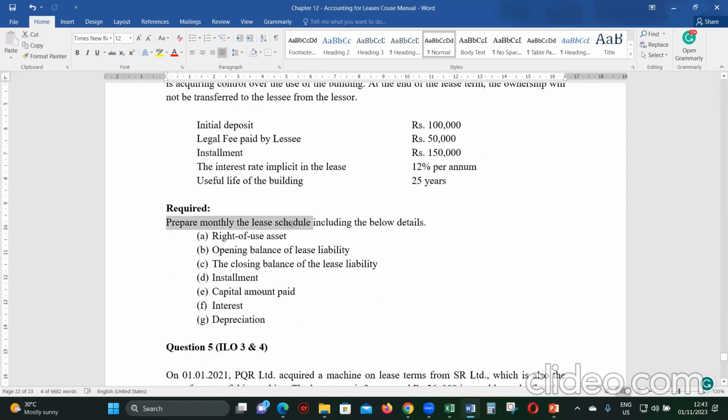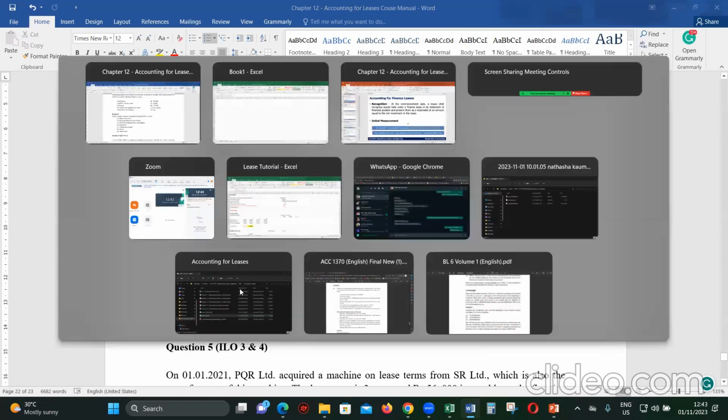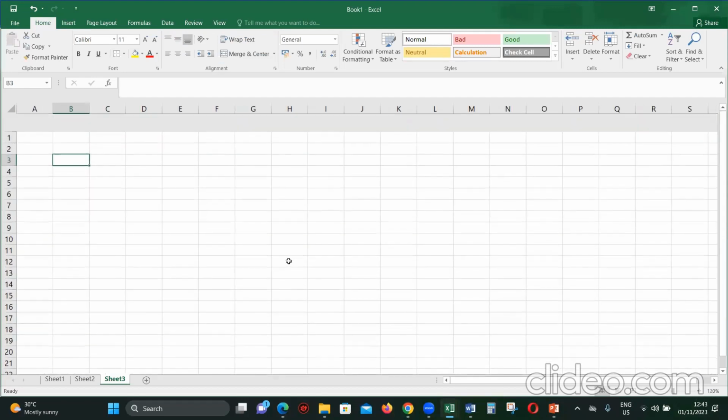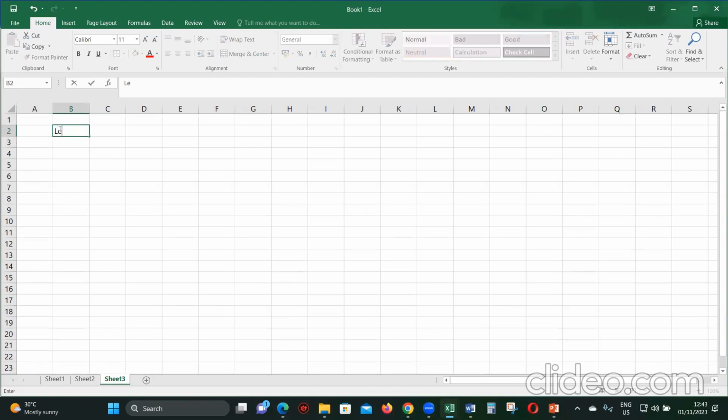Prepare monthly the lease schedule including the below details. All right. Now, you know how to prepare a lease schedule. Now we'll prepare this lease schedule monthly, incorporating these things. Right. So this one, question 2, I'm starting from a new page. Lease schedule.